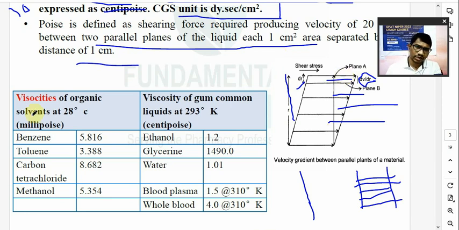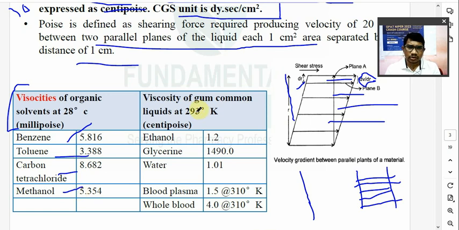Now the viscosities of certain organic solvents at 28 degrees Celsius. Benzene has 5.816 millipoise. The viscosity of toluene is around 3.388 millipoise. Carbon tetrachloride is 8.682 millipoise. Ethanol has a viscosity of 5.354 millipoise.